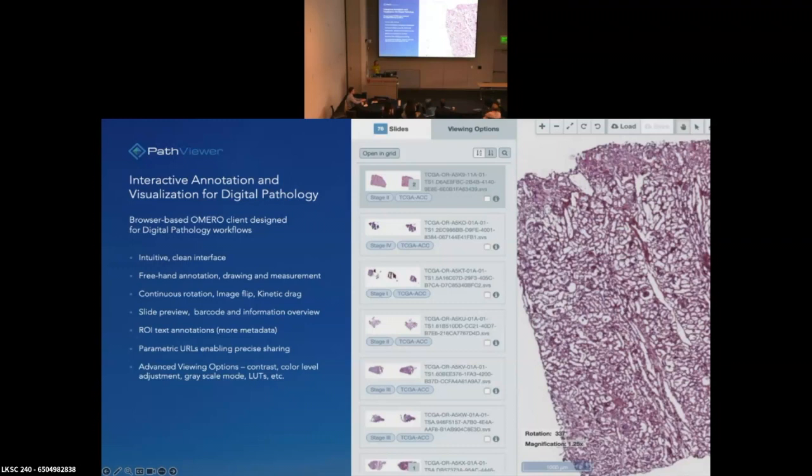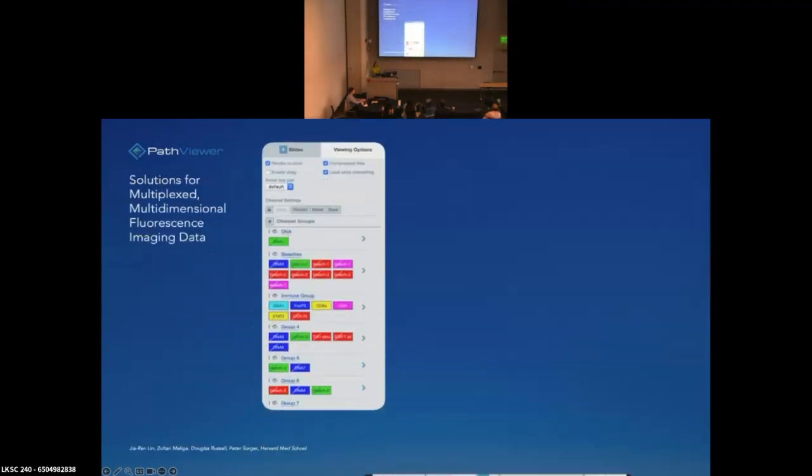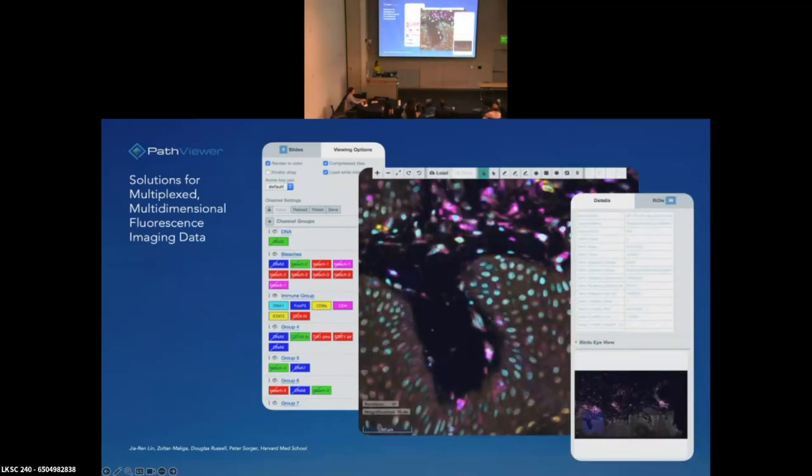And there's all sorts of advanced viewing options to change the rendering settings of your image. I want to highlight in particular these highly multiplex data sets that we've seen some examples of today, where you're not looking at a standard bright field H&E image, but your image has tens or even hundreds of channels on it. And that is totally valid within OMERO and within PathViewer. And we've added some little tools that try and make this a little bit easier to work with in terms of the complexity of those multi-channel images.